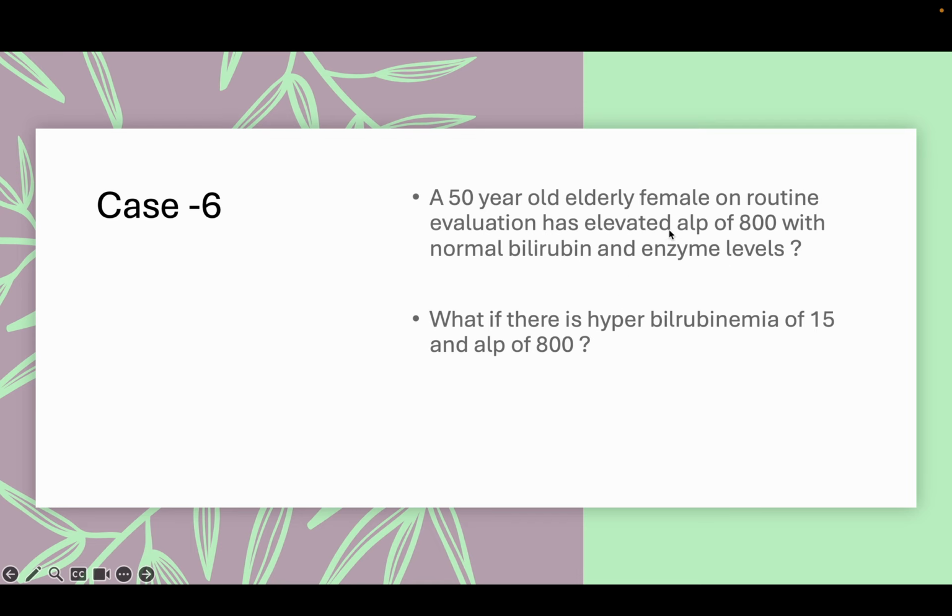A 50-year-old elderly female on routine evaluation has elevated ALP of 800 with normal bilirubin and enzyme levels. So here a 50-year-old female has an elevated ALP of 800, but bilirubin and enzyme levels are normal. What do you suspect? For ALP elevation, first check whether it is liver-specific ALP or bone-related ALP or intestinal. Intestinal ALP generally doesn't cause significant elevation, but the first thing you should suspect is bone.